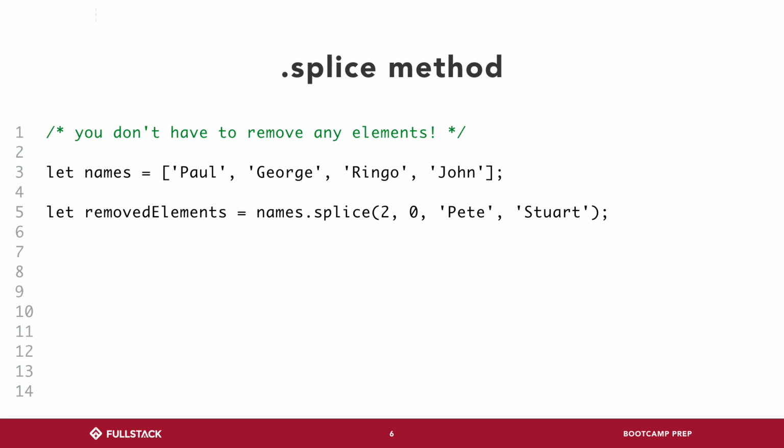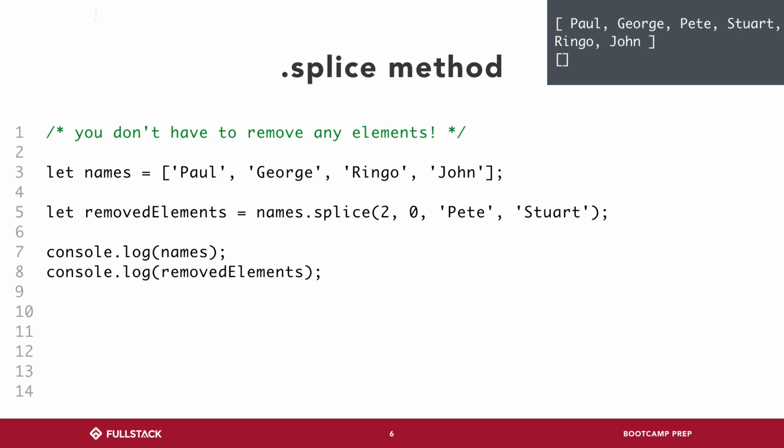So here in splice, you don't remove any elements. You just add to the existing array. Basically, this index is where you start adding or removing. If you put 0 here, that means you're not removing any, and then these you're just adding on at this index.